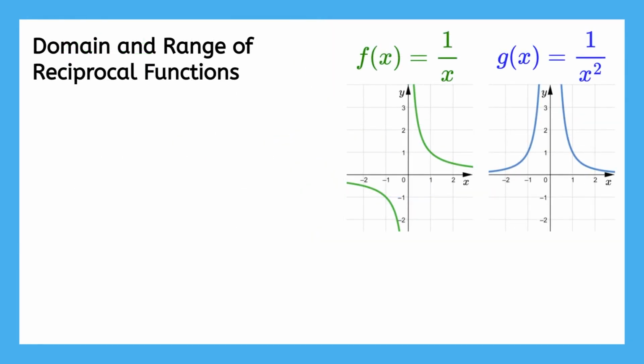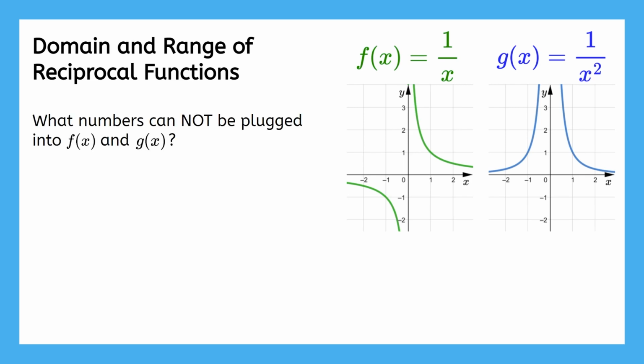Now, since we've reviewed domain and range in the last couple of lessons, let's talk about the domain and range of these functions. For the domain, what numbers can be plugged into 1 over x and 1 over x squared? Well, it's sometimes easier to ask the opposite question. What numbers cannot be plugged into 1 over x and 1 over x squared?